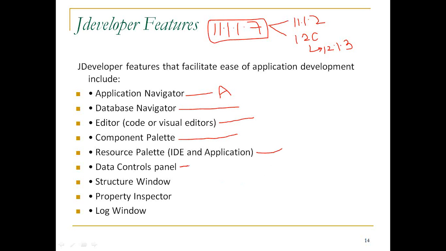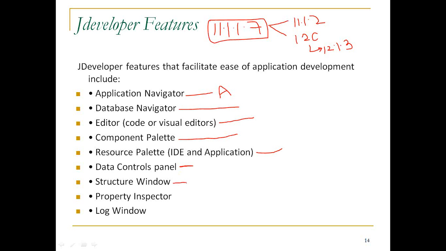Data control is something where, let's say you have defined your employee table in the services layer, and you want to drag and drop it to the UI page. Then we'll go with data controls. So data controls is a place where we already define what data you want to display in the UI page, and then you drag and drop it.